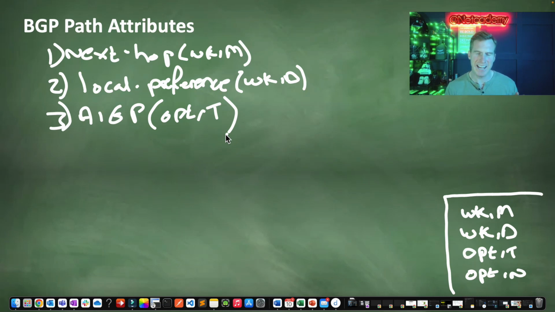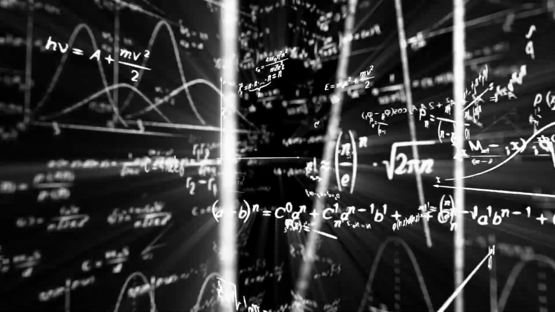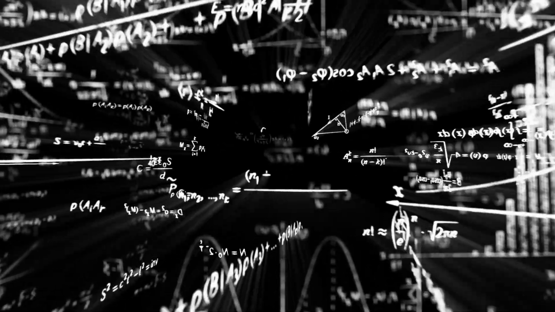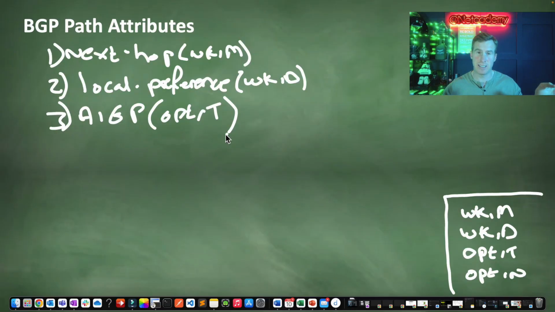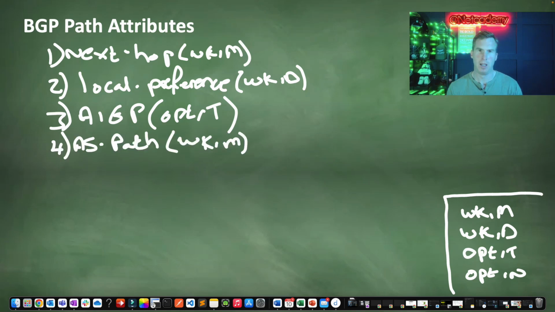And what the AIGP is basically doing is adding up the accumulation of all the autonomous systems' costs inside the different networks from point A to point B, from source to destination, across all those networks, and adding up all those costs together to really understand what is the overall or total cost from an IGP perspective to get from that source to that destination, from A to B. The fourth one in the Junos world is AS Path.